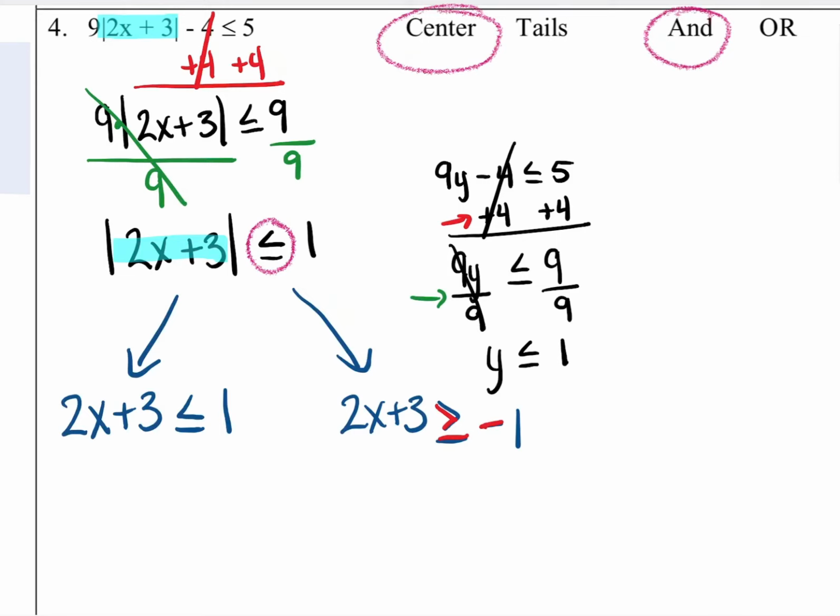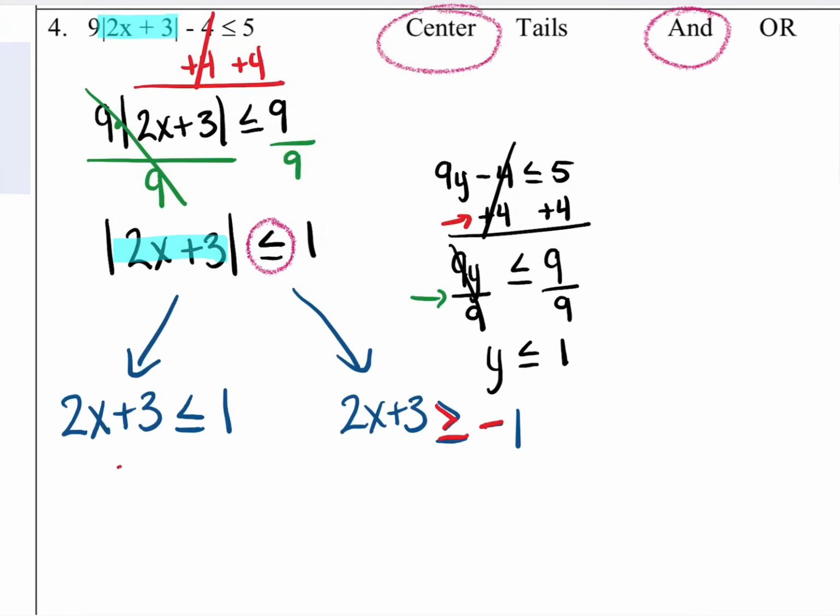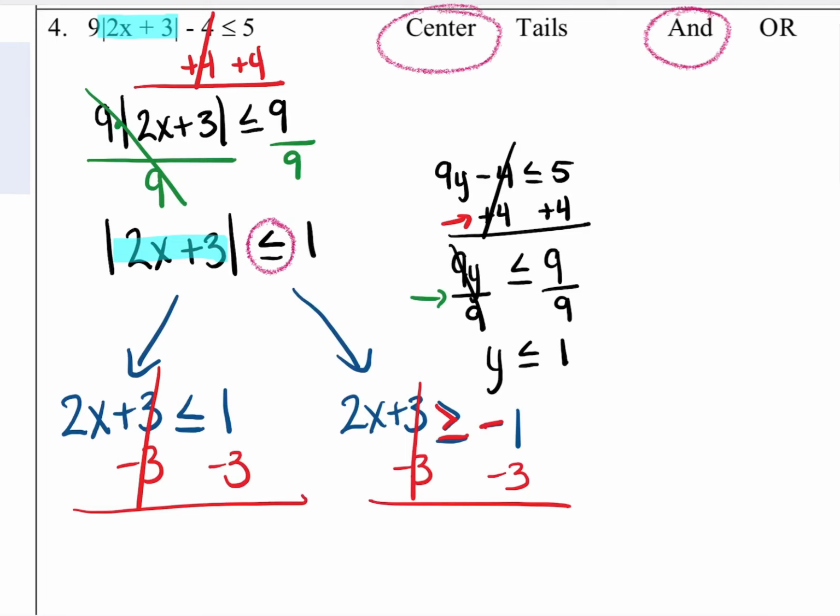Now we have 2x plus 3. We're first going to subtract the 3, get rid of that third wheel. On the left side, adds to 0. And we're left with 2x is less than or equal to 1 minus 3 is negative 2. And 2x is greater than or equal to negative 1 minus 3 is negative 4.